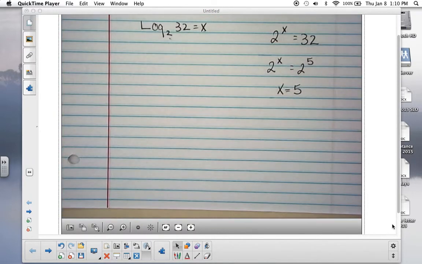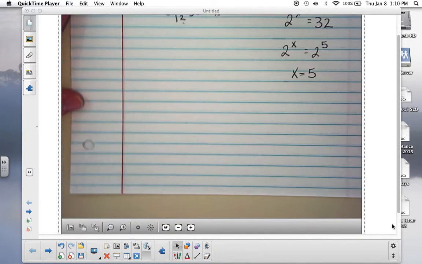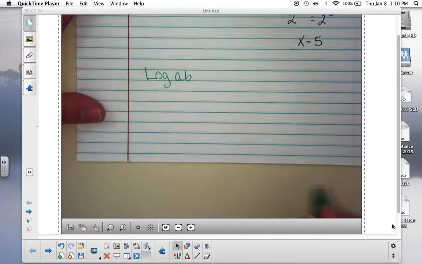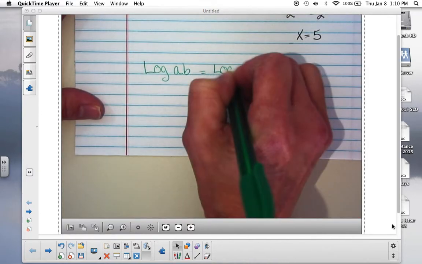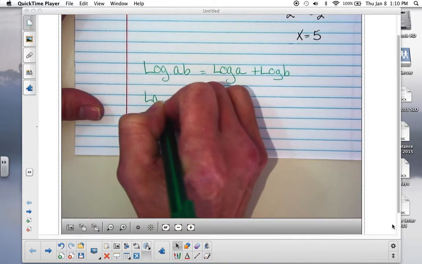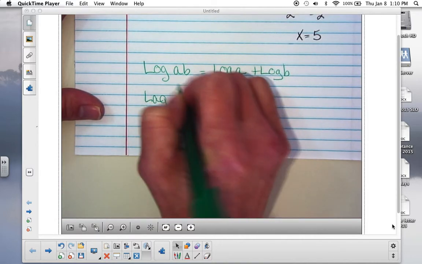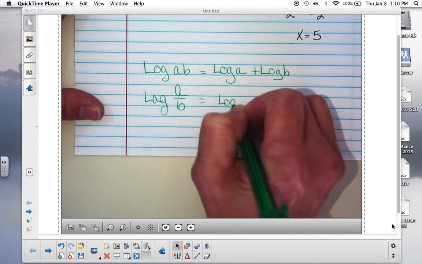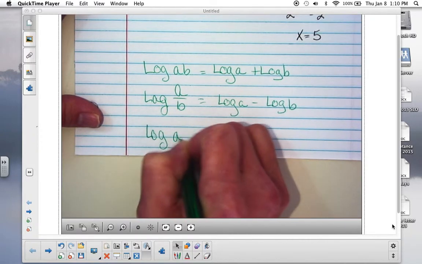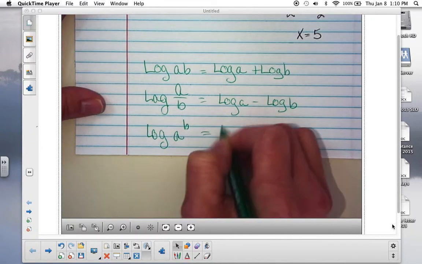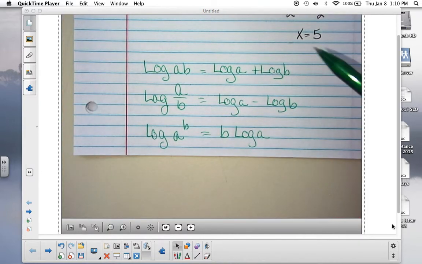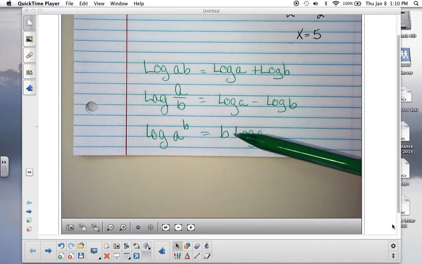In that same unit, we also had those log laws, expanding and contracting. And the idea was if we had multiplication, it's the same as addition. If we had division, whoops, I wrote log of A divided by B, it would be subtraction. And then log of something up to a power is that thing times that. Those are the 3 basic laws, the product law, the quotient law, the power law.